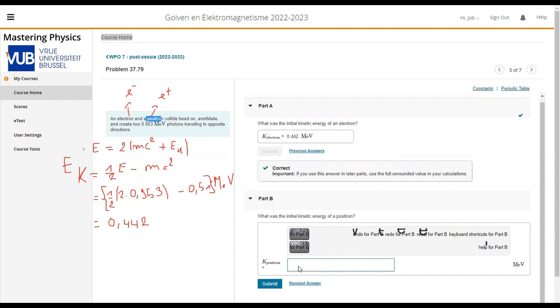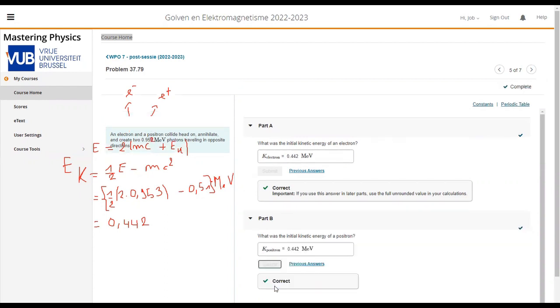Basically, they have the same kinetic energy because they have the same mass and the same momentum. That's why, if they have the same mass and momentum, they have the same kinetic energy. Okay, let's go for the sixth exercise. If you have a question, drop it, but always in the comments.